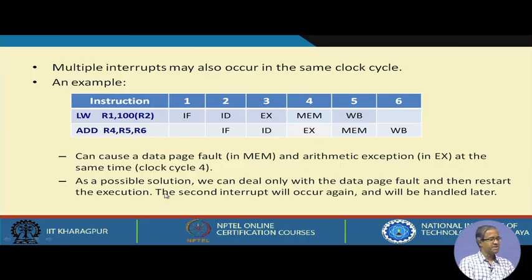So, one solution is that if this kind of thing happens, you ignore the second instruction's interrupt, you only handle the first one and again restart. So, if the second instruction had generated an interrupt, it will generate it again. We deal only with the page fault and restart the execution, the second interrupt will occur again and will be handled at that time. Okay. This is one solution you can think of.